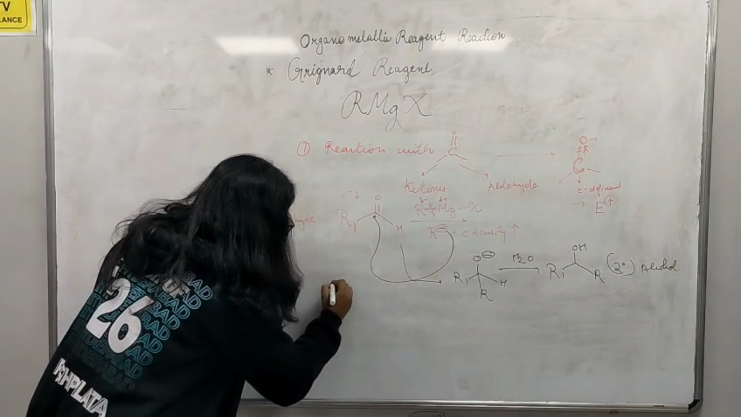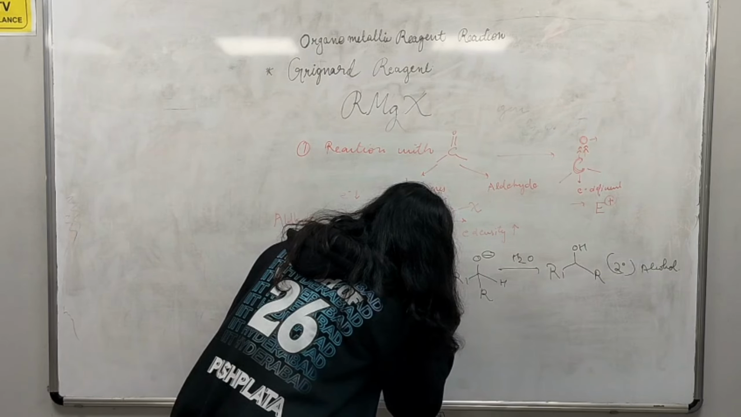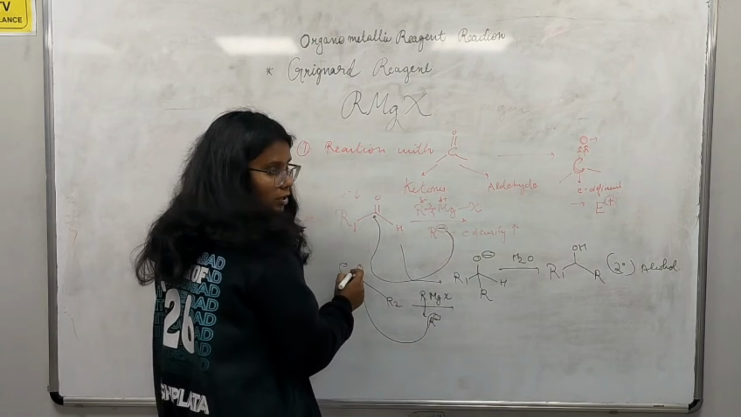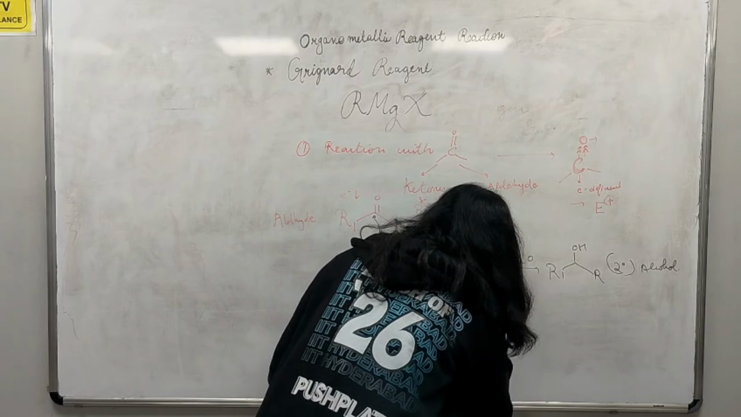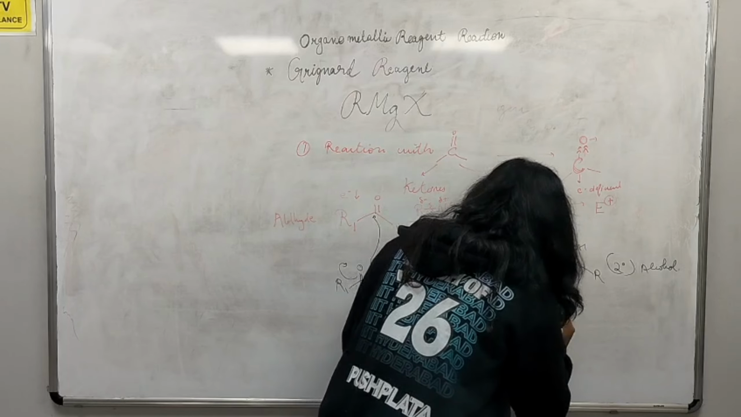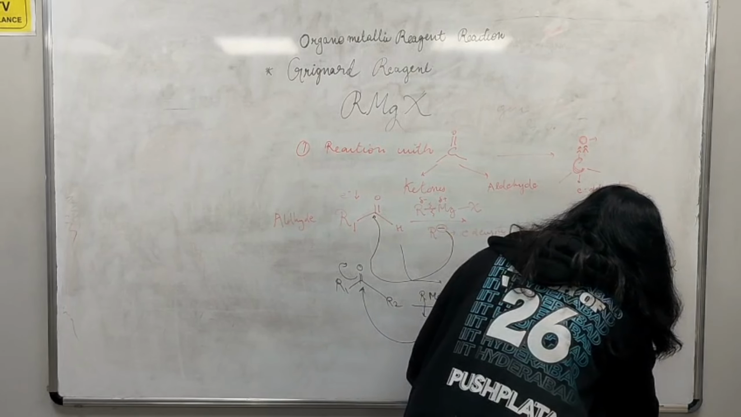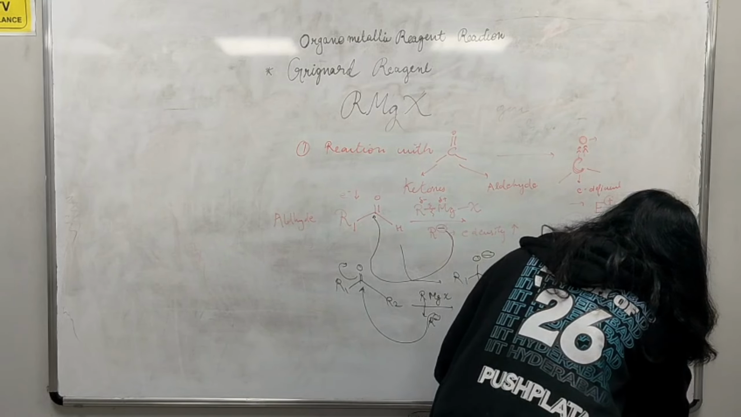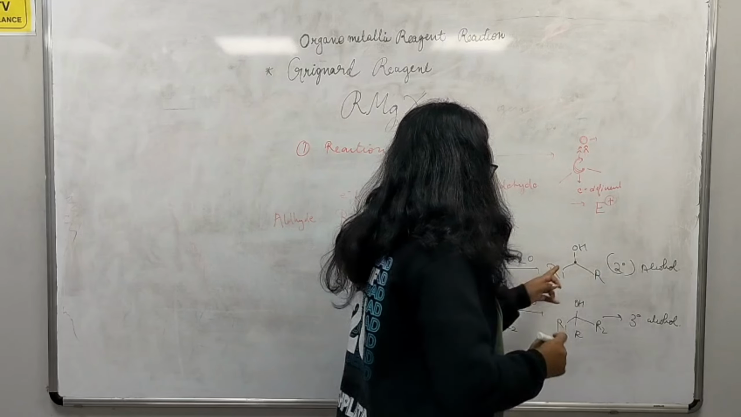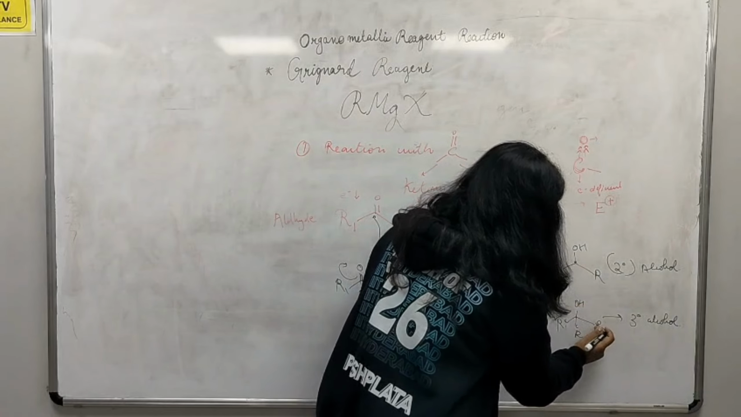Now let's take the example of ketone. Same RMgX, this R negative will act as a nucleophile, shift the electron density towards oxygen, and gives an O negative, which further reacts with water and gives 3-degree alcohol. 2-degree alcohol means this carbon is attached with 2 different carbon groups, and 3-degree means 3 carbon groups here.